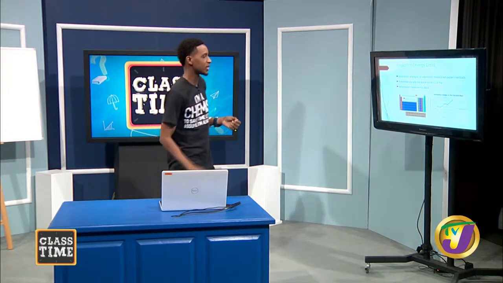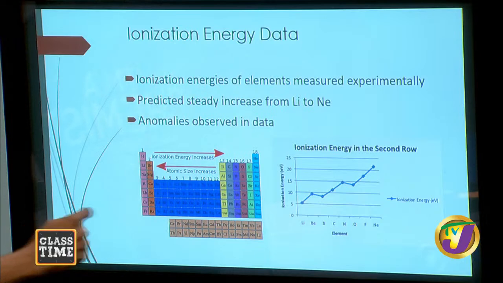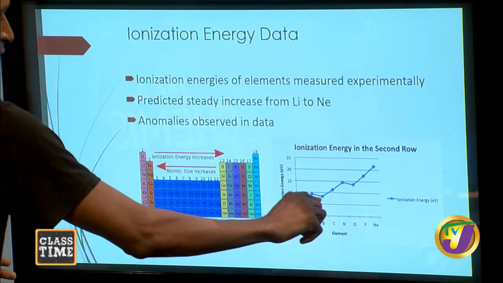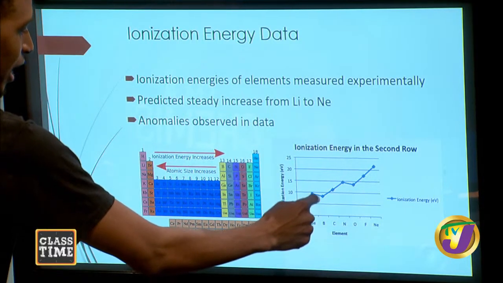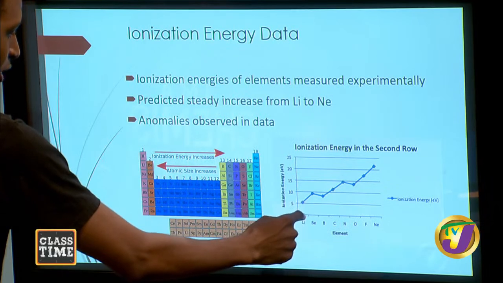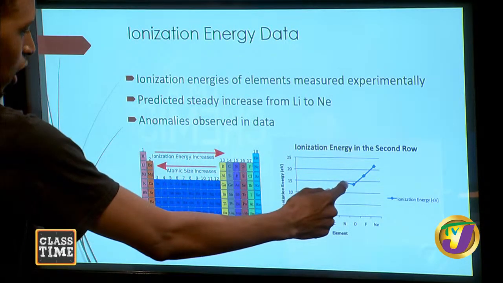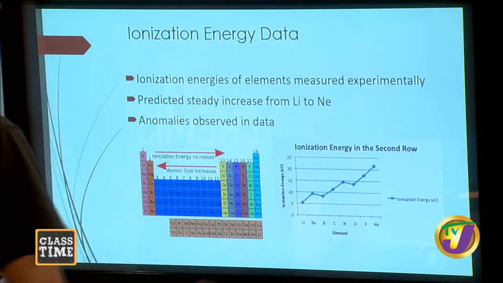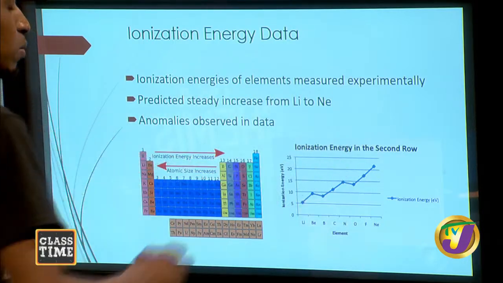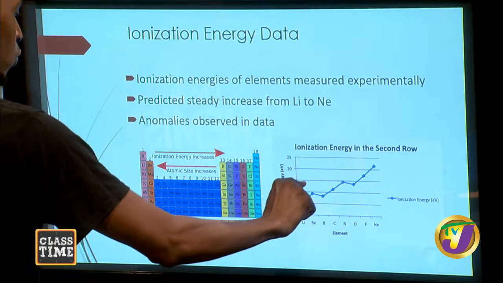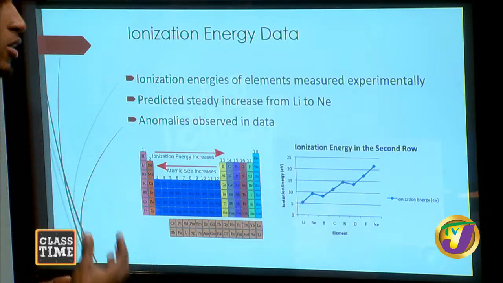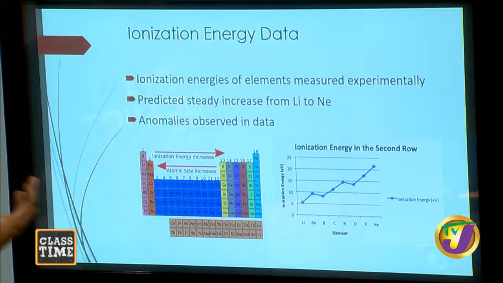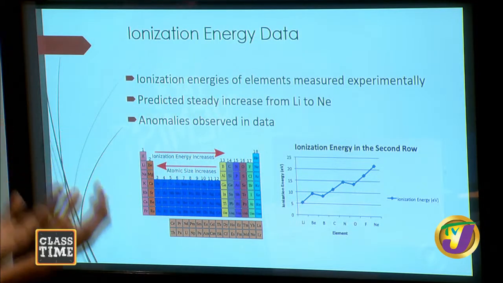We did see a general increase in ionization energy, but there were kinks in the data in that we were expecting that boron would have a higher ionization energy than beryllium. And we were expecting that oxygen would have a higher ionization energy than nitrogen. We were expecting a straight line, but we did not obtain a straight line. We obtained something like this, where there were drops, and we didn't expect those drops. So the scientists at the time were wondering what was happening.